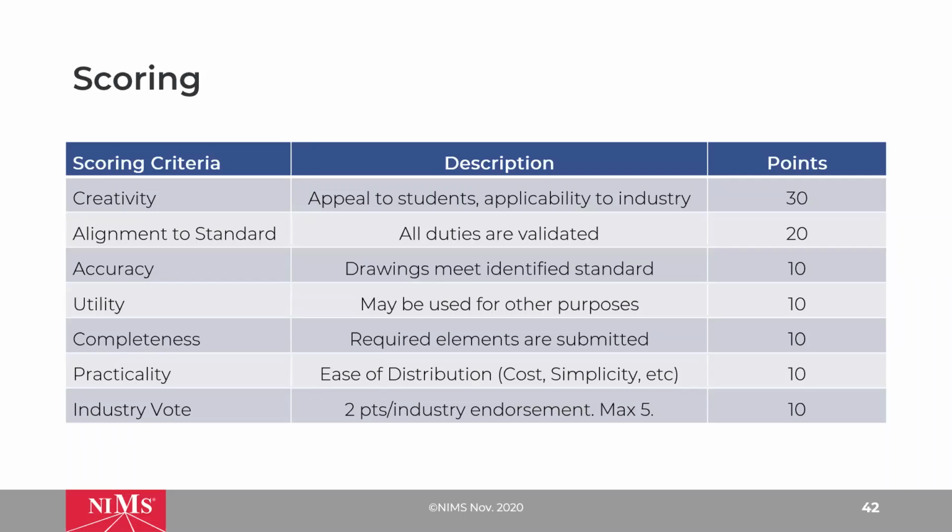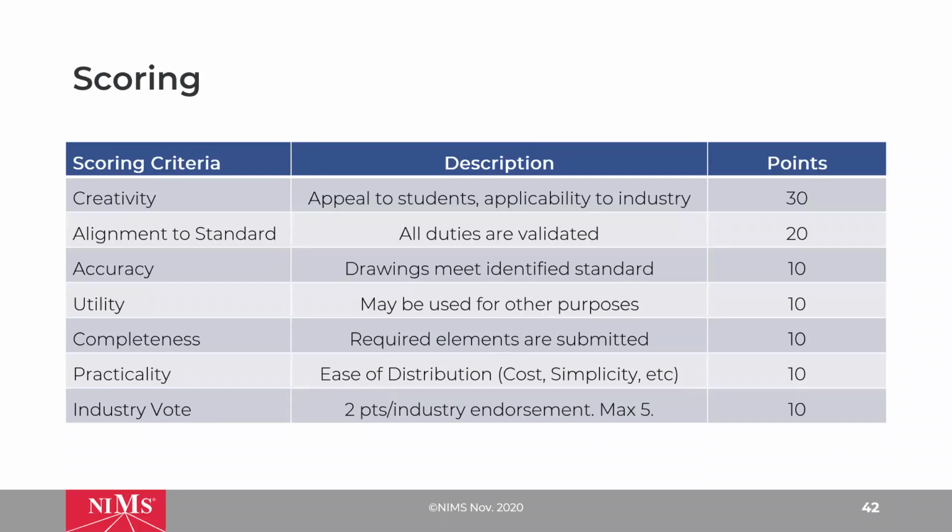Practicality, so this is more the ease of that distribution. So I know we have a wide variety of schools with a wide variety of types of equipment and resources. So we want to encourage, especially in 5-axis, obviously you have to have a 5-axis machine. So we won't be counting off points for things like that, but we want to make sure it's not so complex that it's impossible for anybody else to deliver this project.